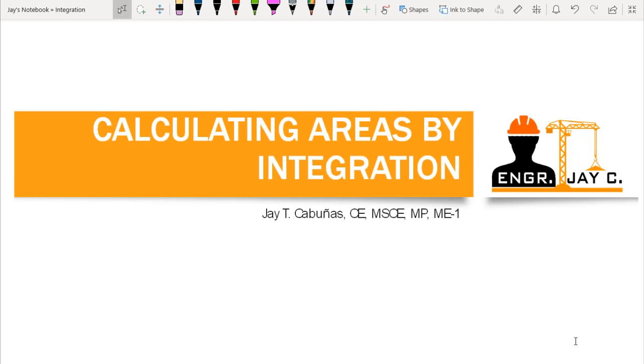Now, in my first video, I said that the use of integration is to calculate areas under a curve, or an area that is bounded by two or more curves. And this area can be calculated using the basic formula that we have encountered in our analytic geometry, since this area again is bounded by a curve.